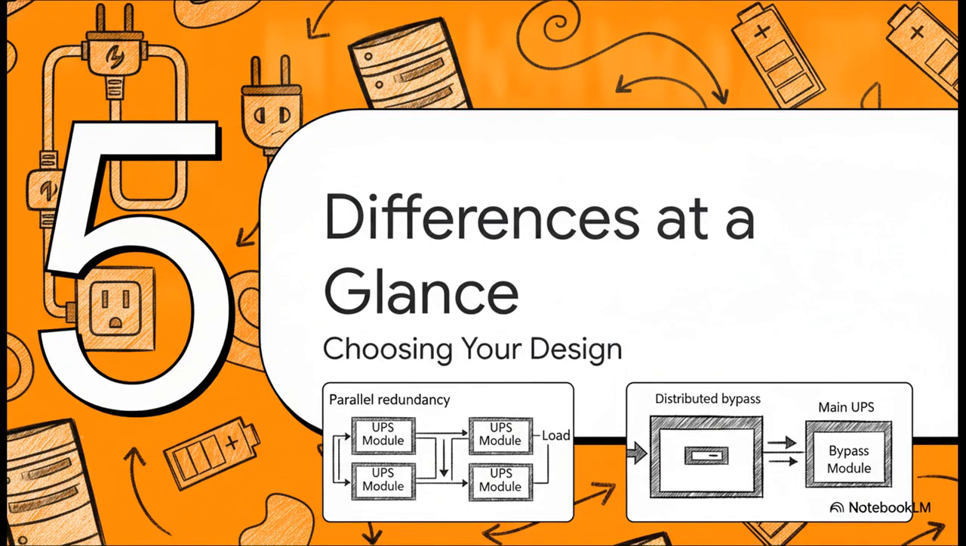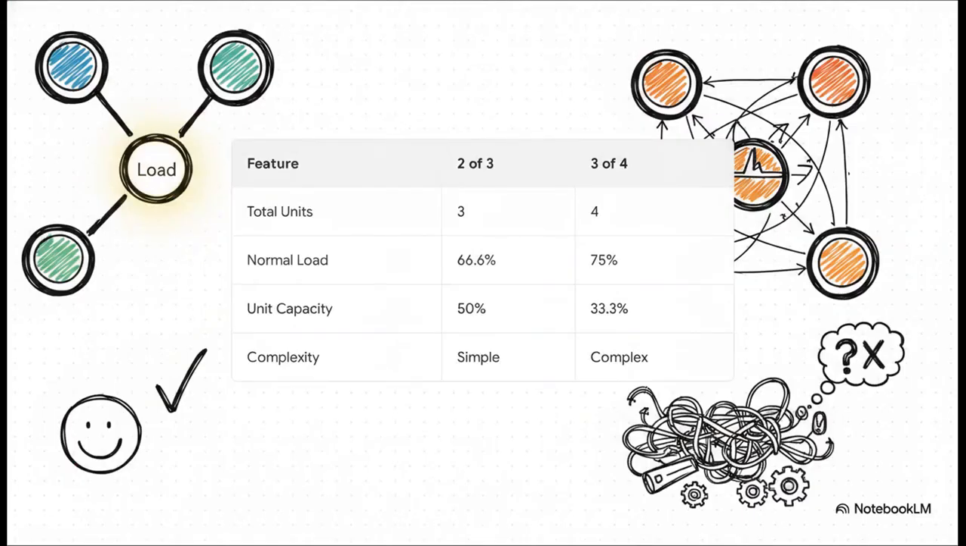Which brings us to Section 5, Core Differences at a Glance. How do you know which design is right for you? Let's put them head to head and look at the numbers. The 2 out of 3 uses 3 total units, sharing a 66.6% normal load, and requires each unit to cover 50% of the total capacity. It's beautifully simple and highly stable.